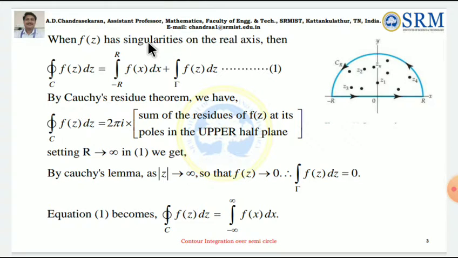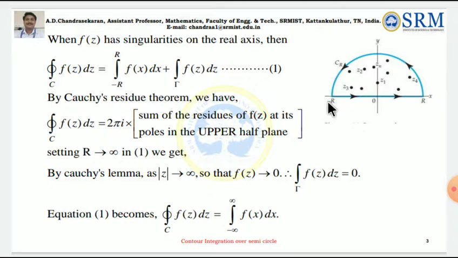So with the singularities of f of z in the upper half of the plane, the integral over C of f of z dz is equal to the integral from minus r to plus r. See the direction mark? We start from minus r and move along the line segment up to r.